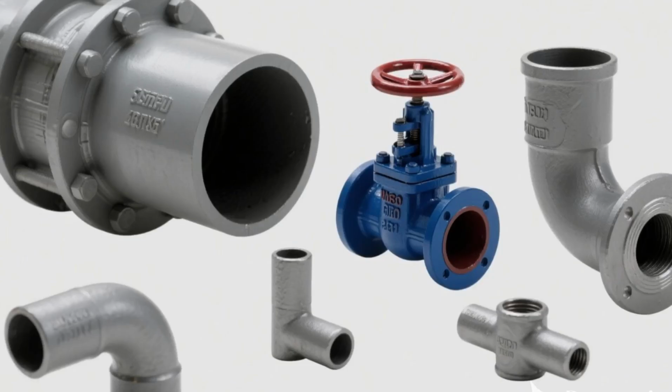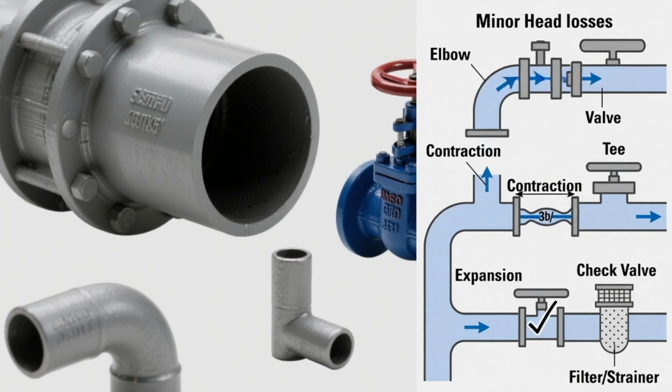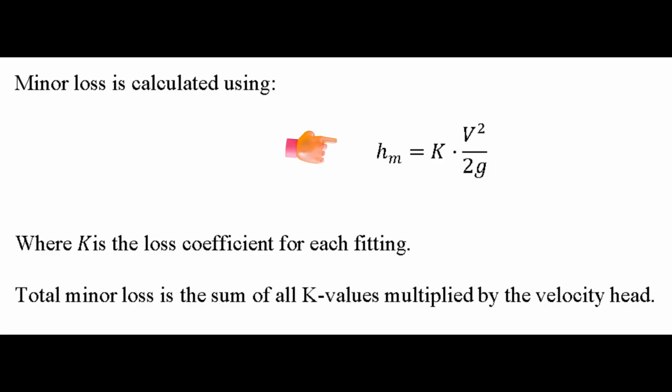Minor head loss. Minor losses come from system disturbances such as elbows, valves, T's, contractions, expansions, check valves, filters or strainers. Minor loss is calculated using hm equals K times V squared over 2g, where K is the loss coefficient for each fitting. Total minor loss is the sum of all K values multiplied by the velocity head.